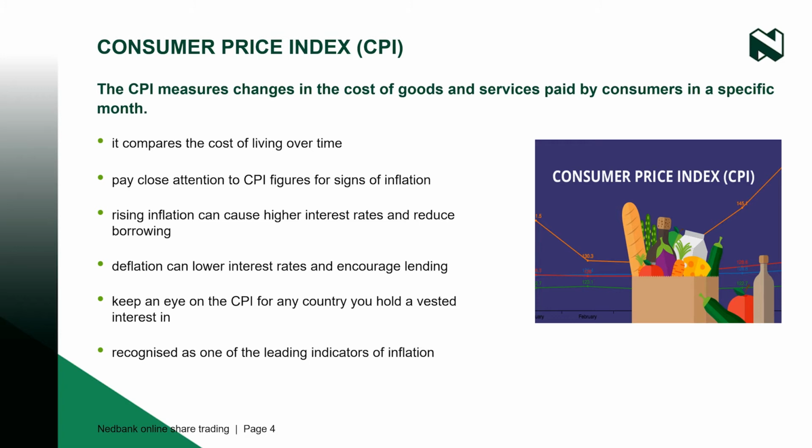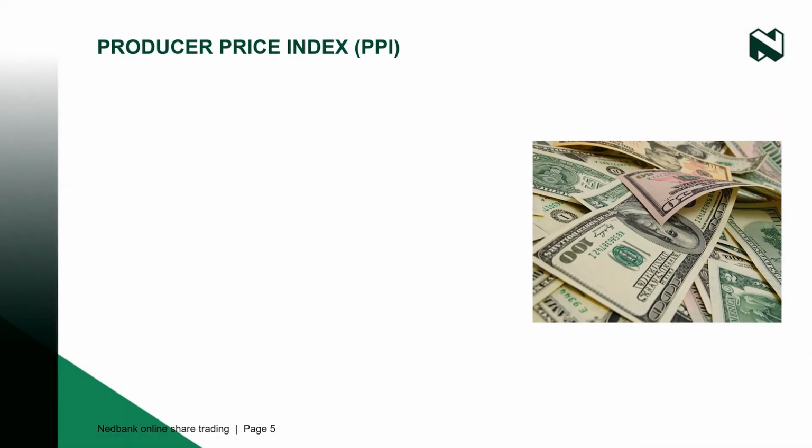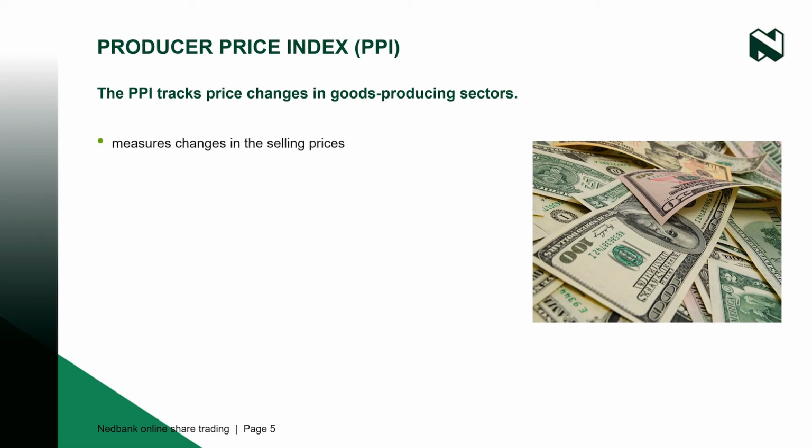The next economic indicator is the Producer Price Index, or PPI. The PPI tracks price changes in goods-producing sectors. These goods include mining, manufacturing, agriculture, forestry, and fishing, and an increasing number of non-goods producing sectors. The PPI measures changes in the selling prices for finished goods, intermediate goods, and crude goods across thousands of companies. The PPI assesses costs from the perspective of industries, whereas the CPI measures prices from the perspective of consumers.